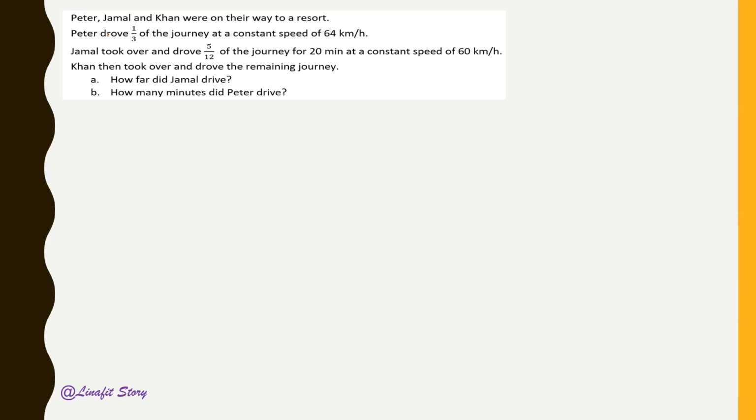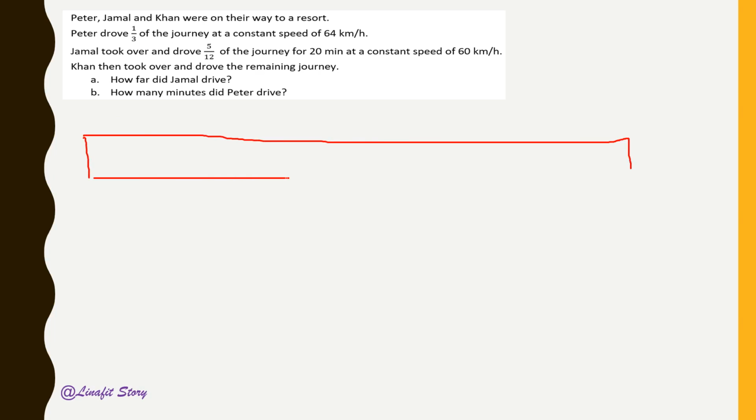Peter, Jamal and Khan were on their way to a resort. Peter drove 1/3 of the journey at a constant speed of 64 km per hour. So over here you may draw the diagram. The first diagram for Peter. 1/3 of the journey for Peter, and then his constant speed is 64 km per hour.